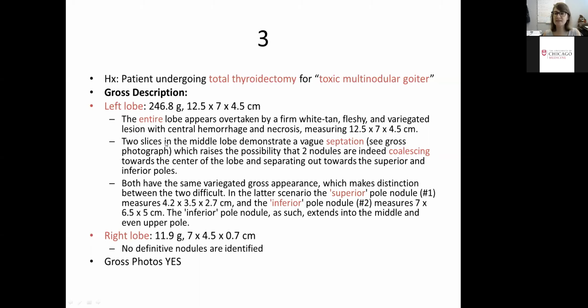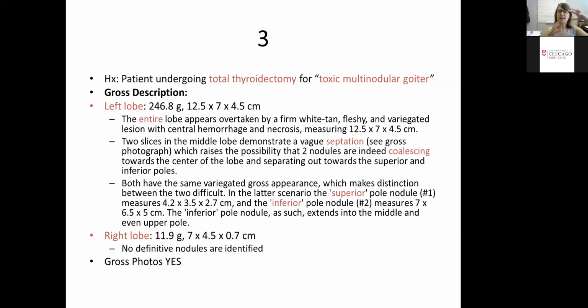However, 2 slices in the middle demonstrate a vague septation. See gross photograph. Excellent, thank you. Raises the possibility that the 2 nodules are coalescing and separating. Okay, so if these nodules are measured separately, the superior pole one measures 4.2 and the inferior pole one measures 6.5. So thank you, that's helpful.